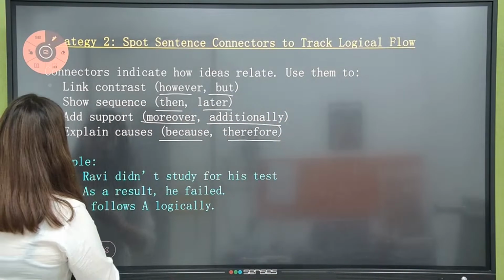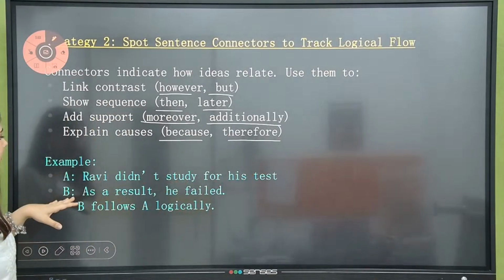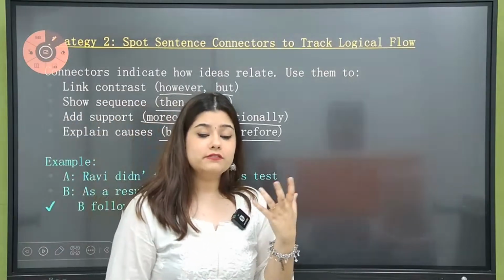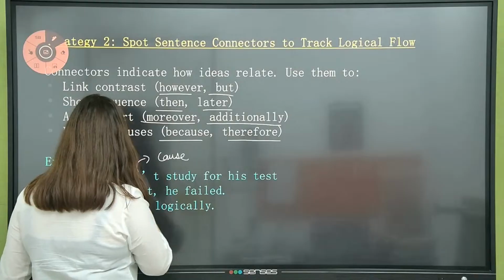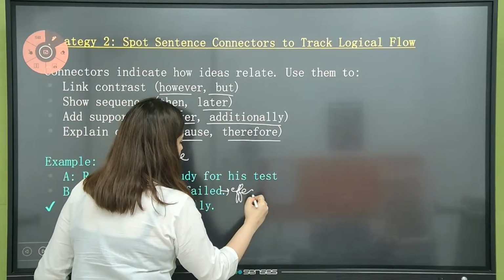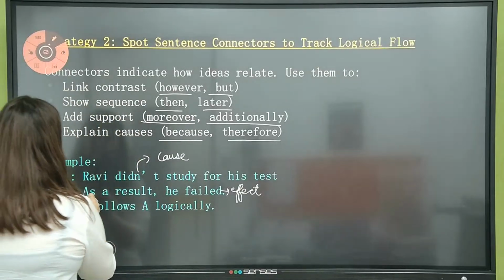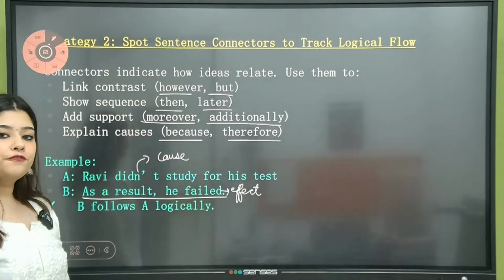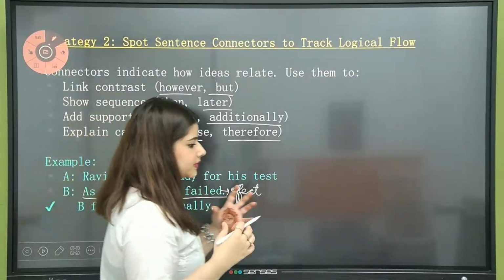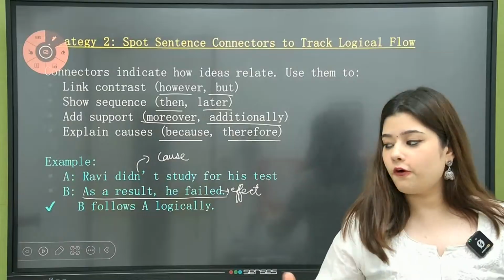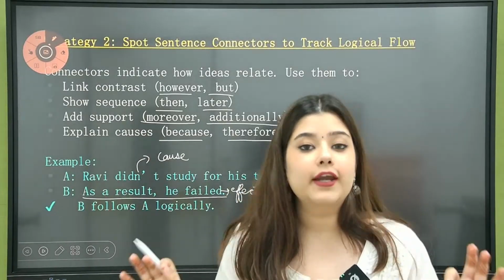For example, sentence A says Ravi didn't study for his test, and sentence B says as a result he failed. So it is very evident that A is the cause and B is the effect of that cause, right? So it is again very evident that B cannot come before A. Because, as we discussed in the last class, cause and effect form a mandatory pair. So that would again be a great clue for us.